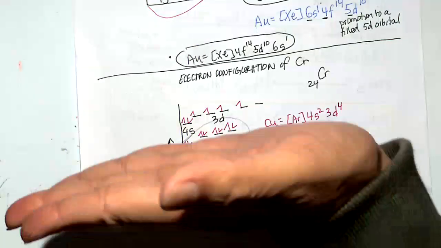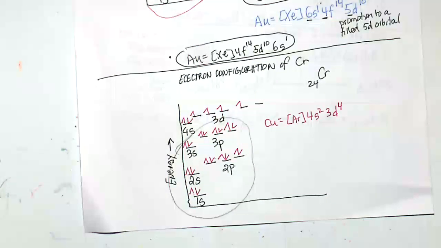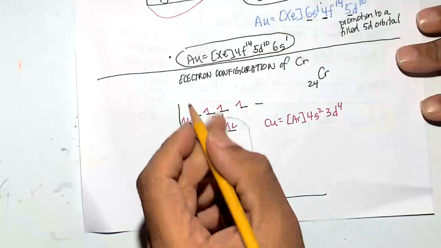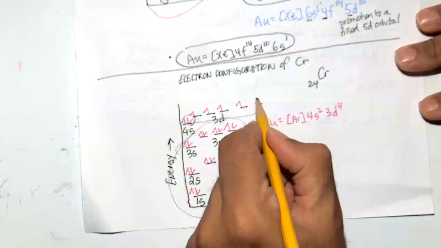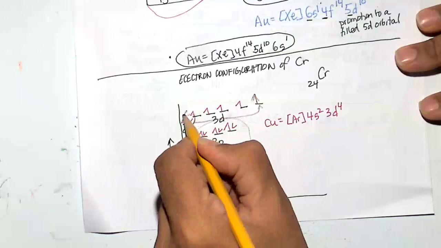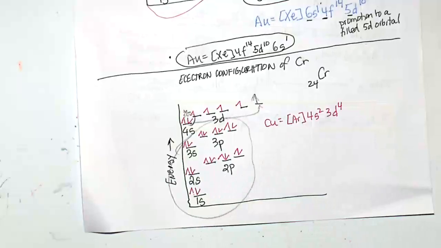It's more energetically favorable because the energy gap between the 4s orbital and 3d orbital is very small, so it does a self-promotion. So it self-promotes so that you have a half-filled 3d orbital. Half-filled. We're talking about chromium.